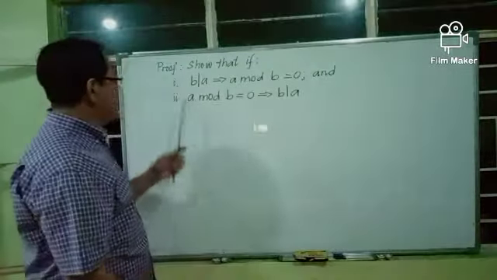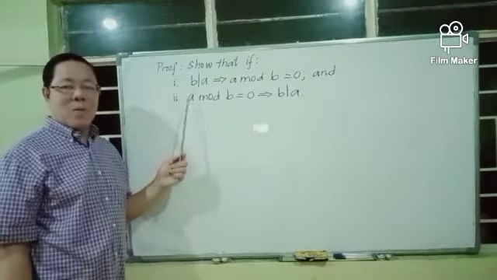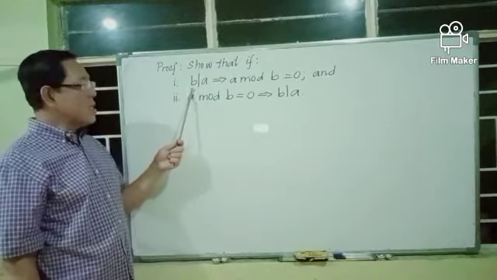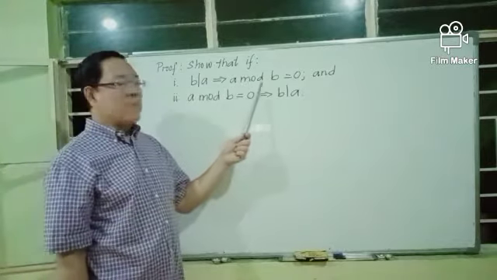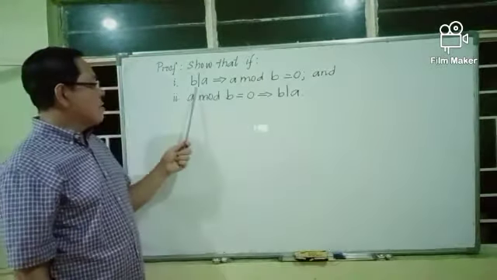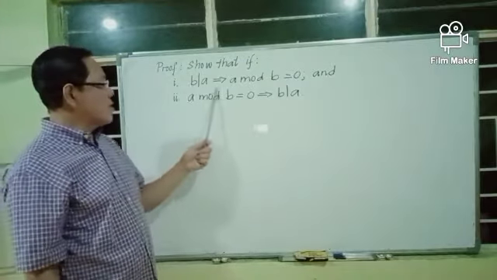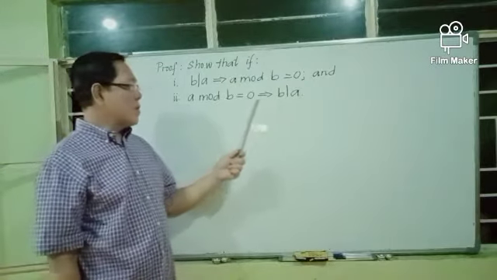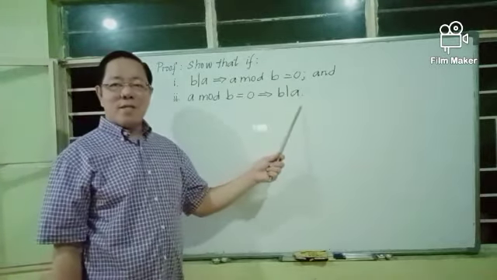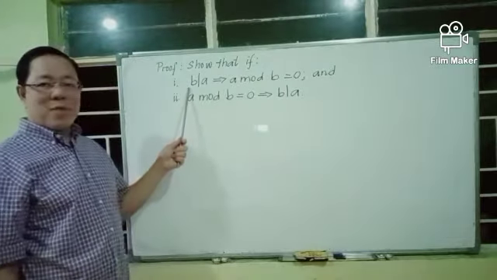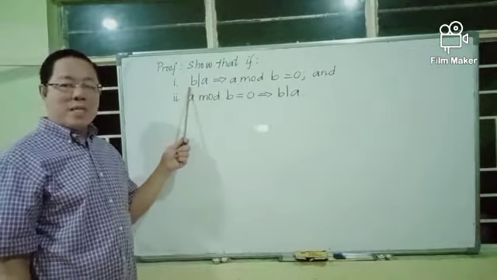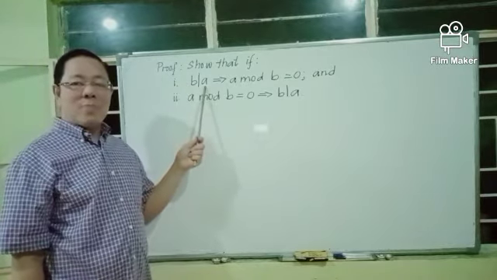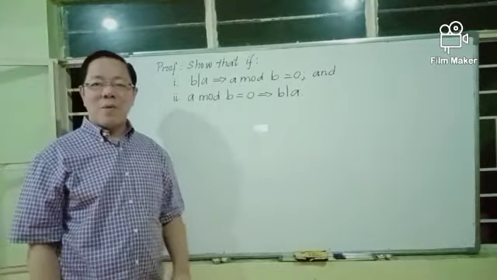These are the two parts of the proof for our example. In the first part, we show that if B divides A, then A modulo B is equal to 0. The second part of the proof is the converse of the first part. If A modulo B equals 0, then we show that B divides A. We start with the first part of the proof. By definition of divisibility, if B divides A, then we can write A equals B multiplied by K for some integer K.